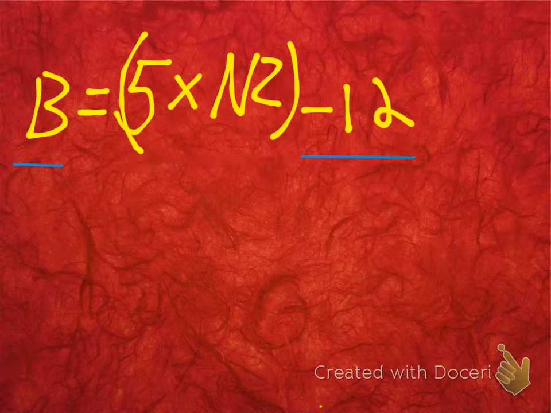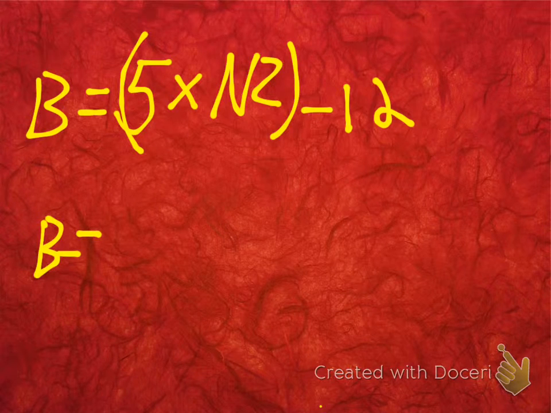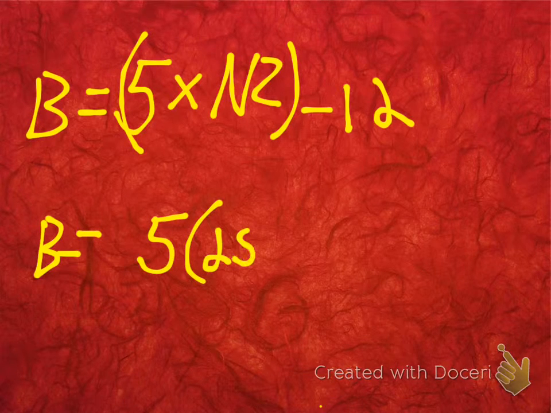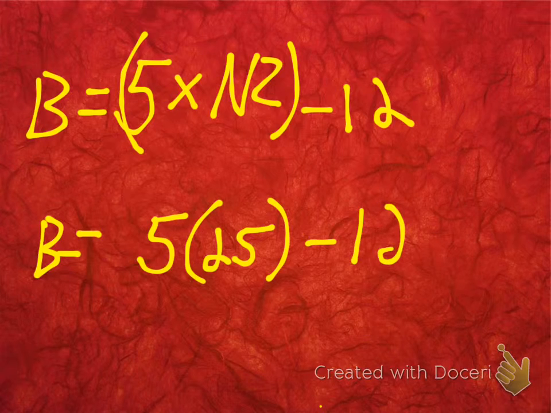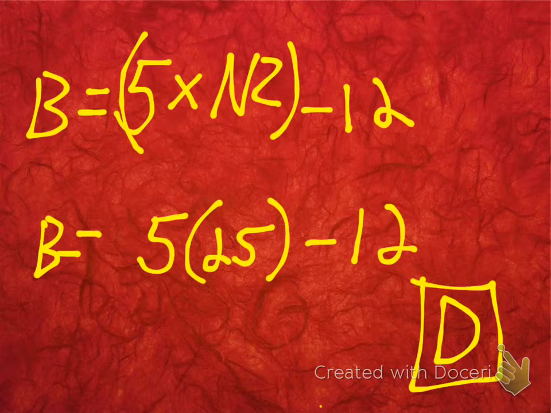That's all it said. Alright, so now that we've got that written down and we're not panicking anymore, it wants to know which one would work if New Zealand was 25. So that would be, B would be equal to 5 times 25 minus 12. If we look at our answer choices, it would be D.